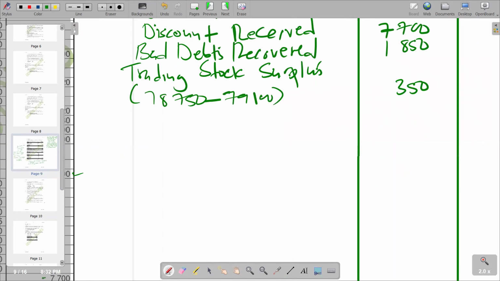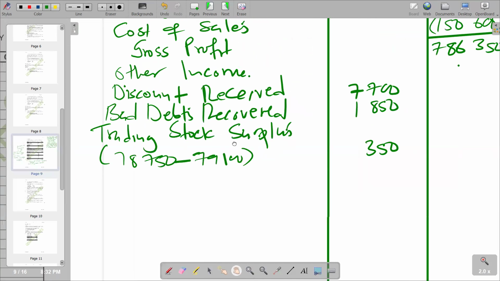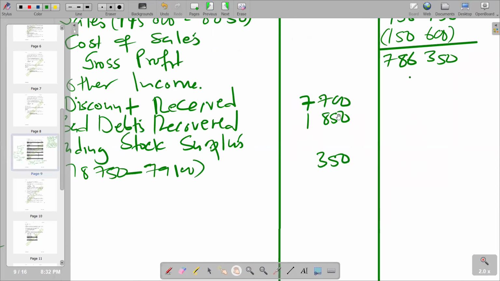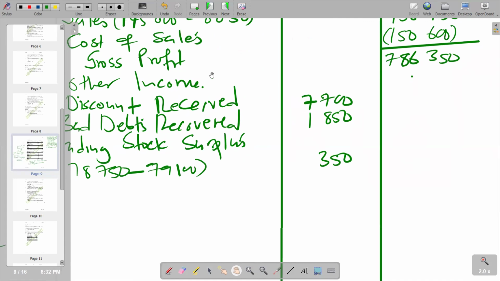So you've got 350. And then we see we have exhausted all the other incomes that we have according to the question. So we can now add the total of other income, whereby we are saying 350 plus 1,850 plus 7,700. Then we get the total, which is 9,900. So that's what we have. Then we can go to the next section, which is now the less operating expenses section.